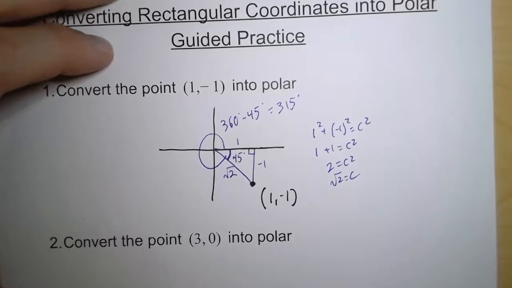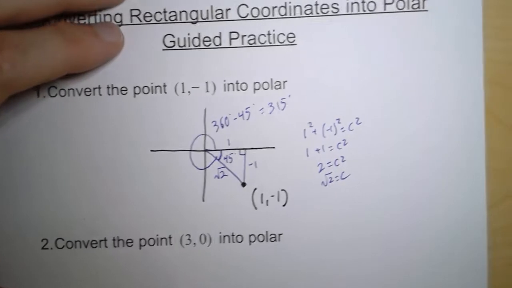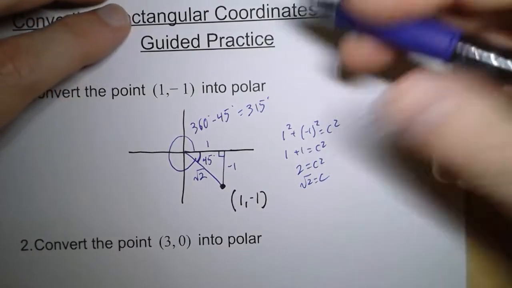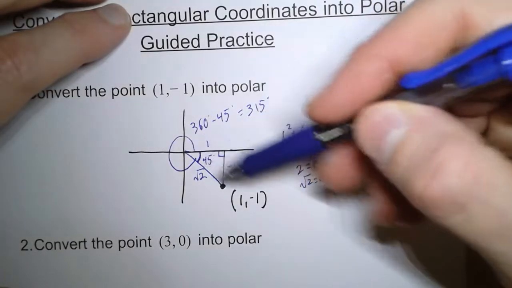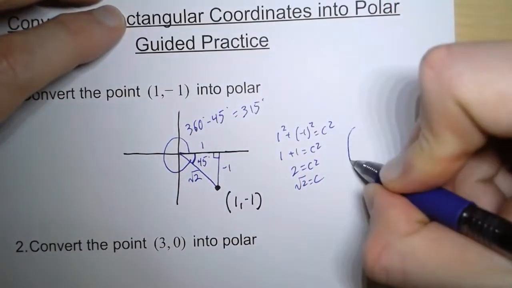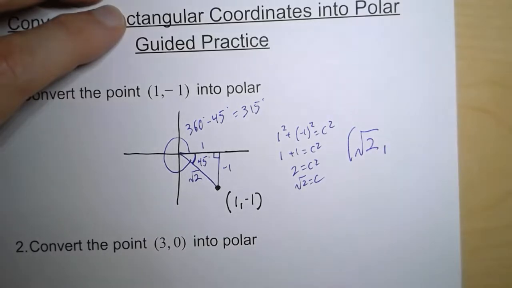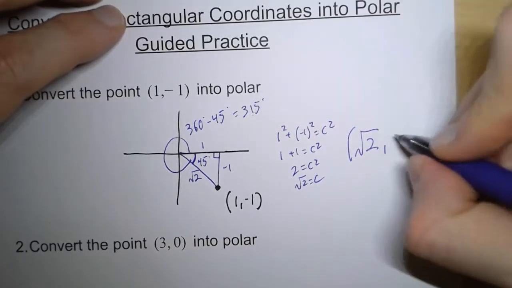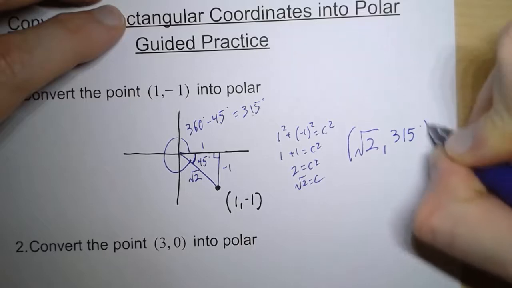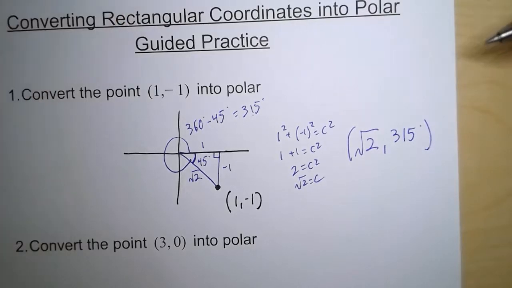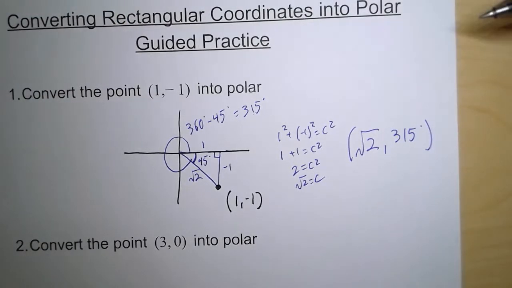Well, what we found is the key information to put this into polar, because polar wants to know how far away it is from the origin. We know that, that's the hypotenuse, the square root of 2. And what's the angle? The angle is 315 degrees. So there's our point, and now it's in polar.